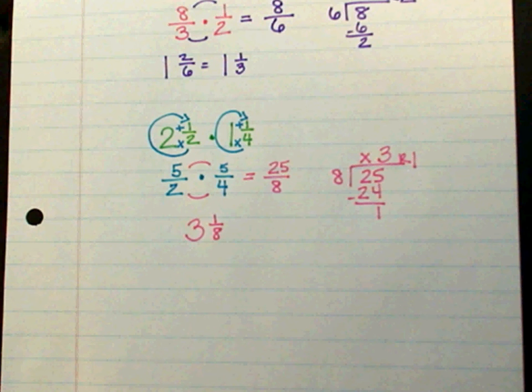25/8. We need to get that out of improper. 8 does not go into 2, but it will go into 25 3 times. 3 times 8 is 24. 25 minus 24 is 1. My answer is 3 and 1/8 cups of flour.